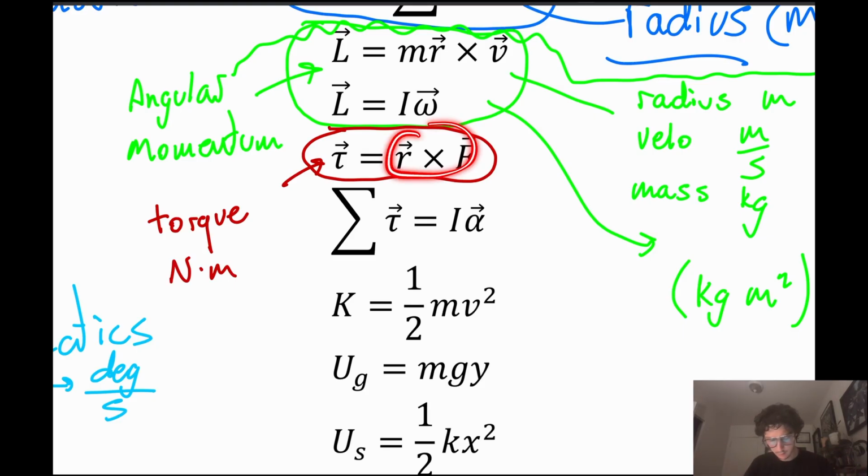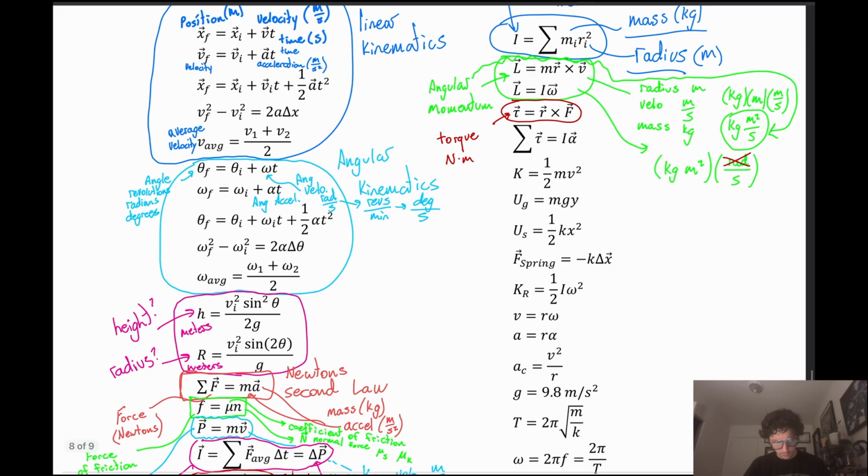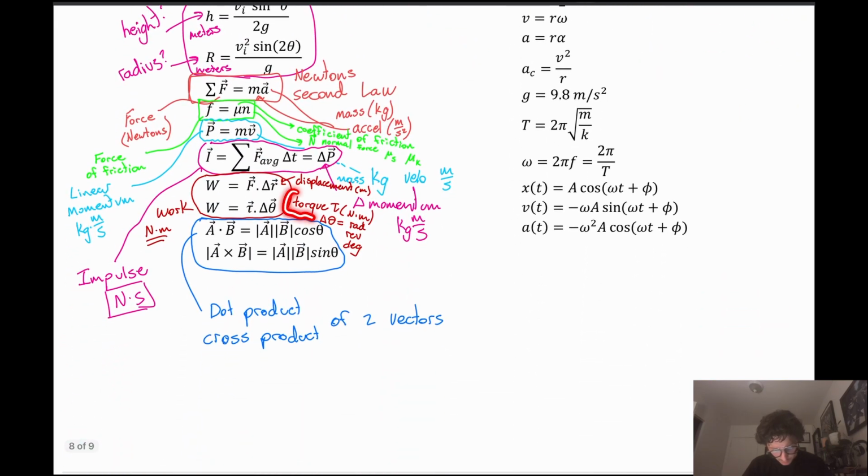This is how it's defined over here. So R has units of meters, F has units of newtons. We've already written this before, so I remember torque always has units of Newton meters. And I also wrote this down somewhere over here. Torque has units of Newton meters. And torque makes an appearance over here.